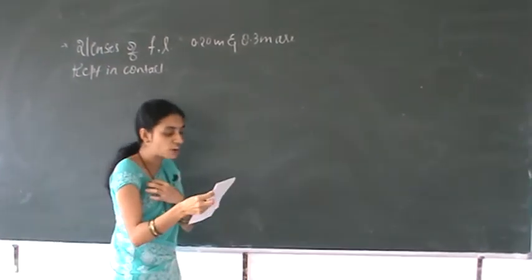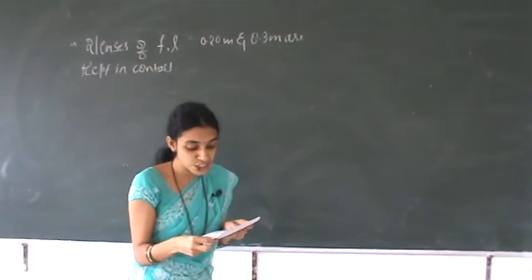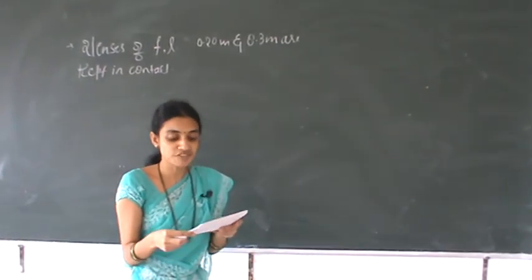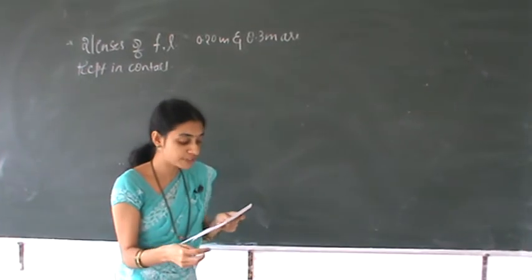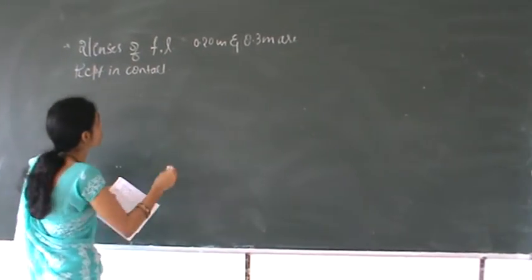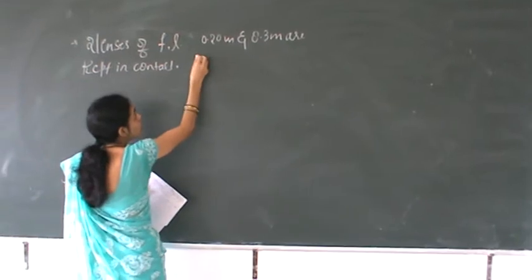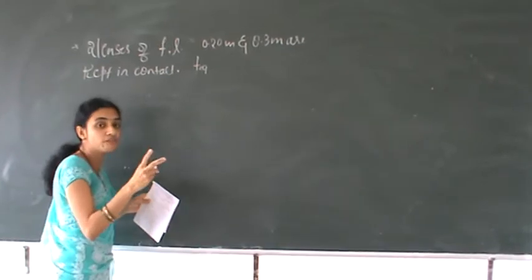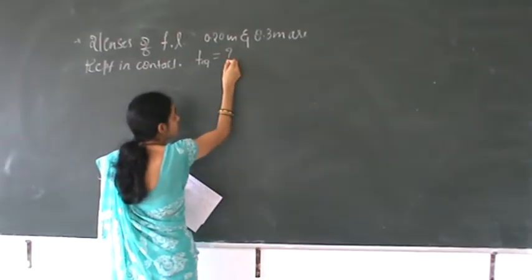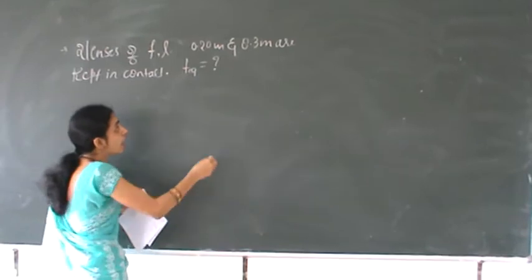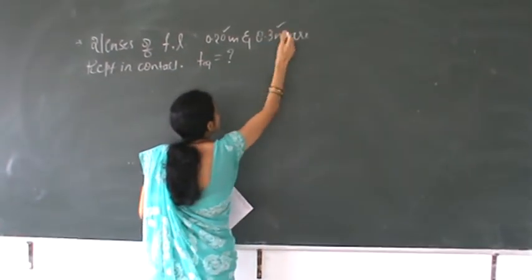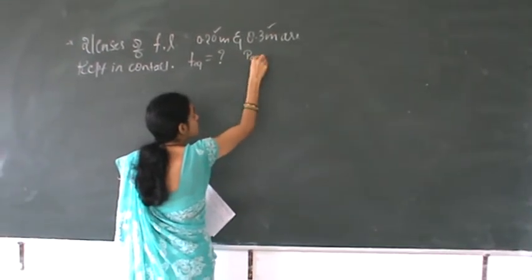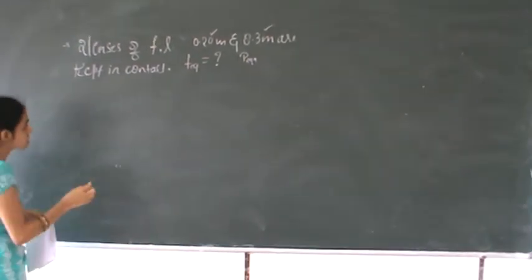So find out the focal length of the combination and also calculate the powers of the individual lenses and that of the combination. What you have to find out? Equivalent focal length when two lenses are in combination, and also the individual power of the lenses and the equivalent power. What is the formula?